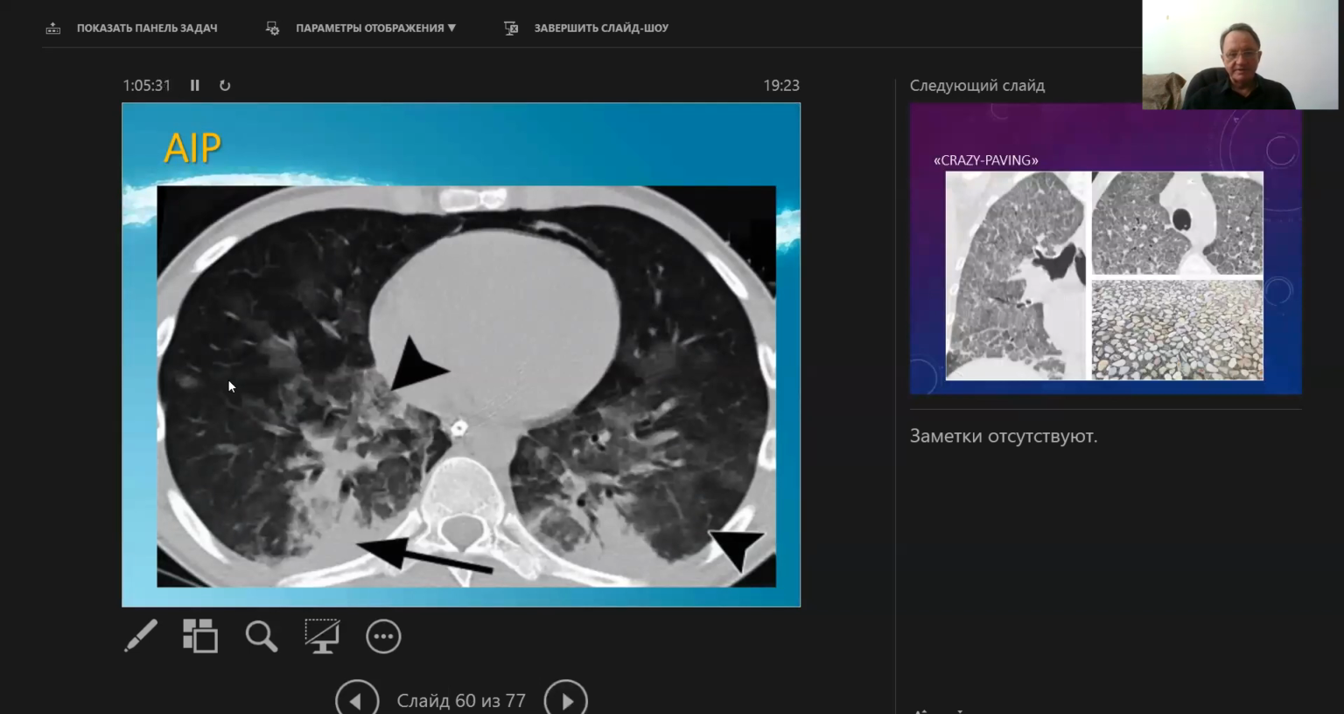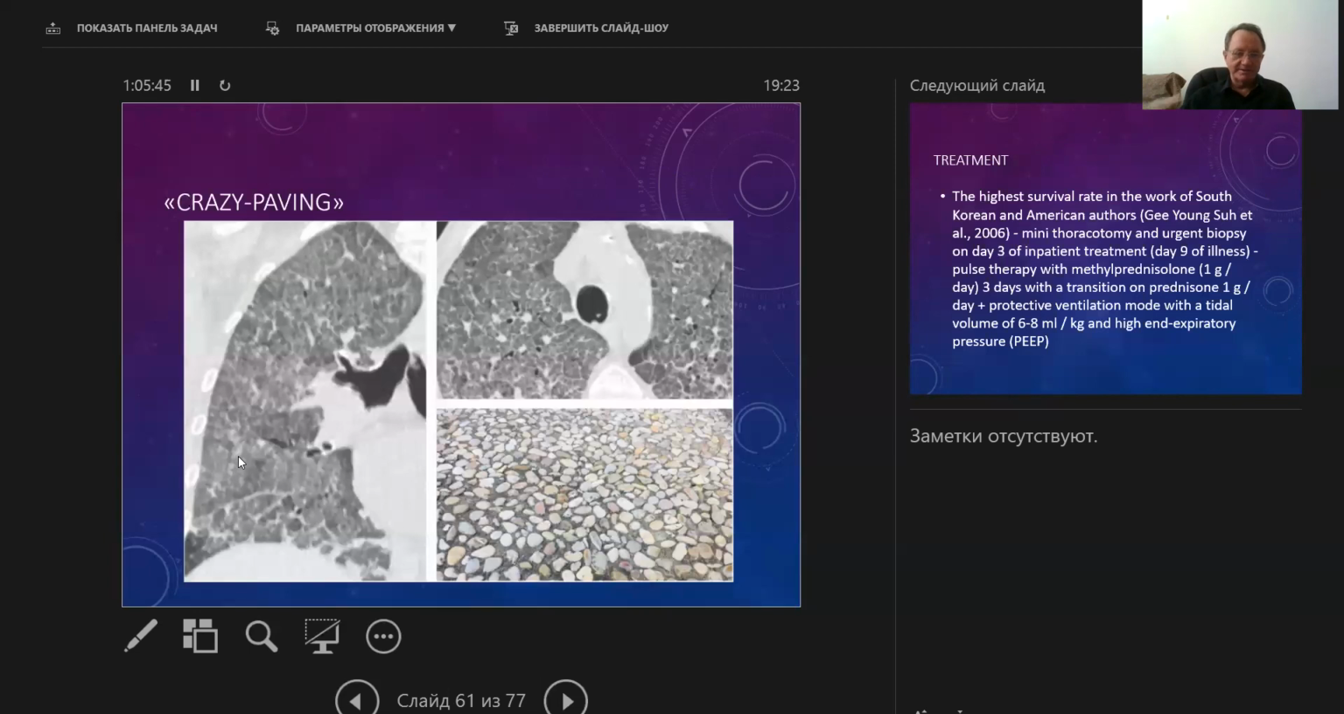In this case, you can see an example of acute interstitial pneumonia and consolidation. This is diffuse ground glass opacity, and this is total involvement of the lung: ground glass opacity and thickening of the walls, like a crazy paving pattern.